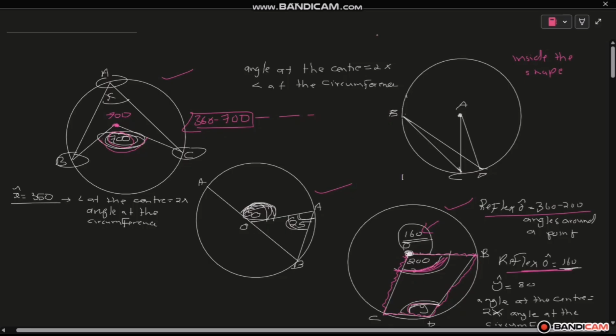But this last one is the only scenario where the angle will be inside the shape. So let's say angle 70°. Angle A inside there will be 140°. Then your right angle at the center is 2 times angle at the circumference. But in the three scenarios, the centers must be outside the shape. It's only that last one where the center is inside the shape. I hope you understood it. We have scenario 1, scenario 2, scenario 3, and scenario 4. So make sure that you memorize all of them.